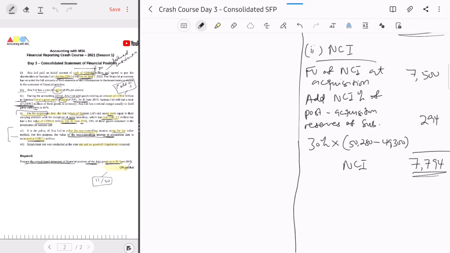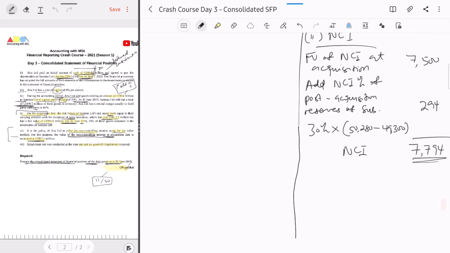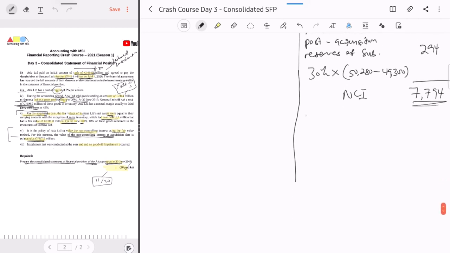7,794. So now that I have my NCI, I could have ideally brought it into the question, but I need to know that NCI is under equity and I cannot overestimate the space. So let's finish. Let's do everything. Let's start the question. Putting together the balance sheet. Last working to do when we are done and we start putting together the balance sheet is something called what?